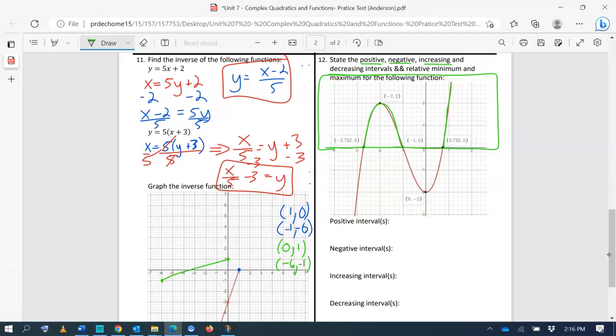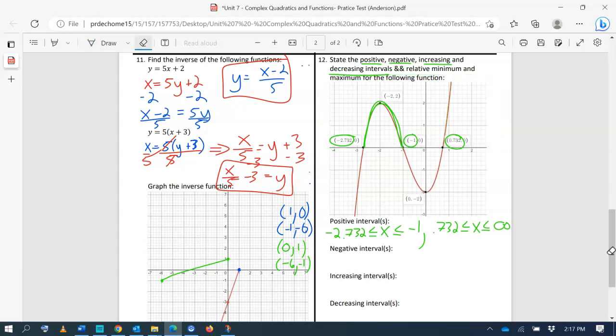So here is our x value for the start of that. So we'll just put that in here. -2.732 is less than, actually it's also equal to, x, and our interval goes all the way to -1. Okay, that's one of them. And then our other positive interval, put a comma, is 0.732 less than or equal to x, and this goes to infinity.